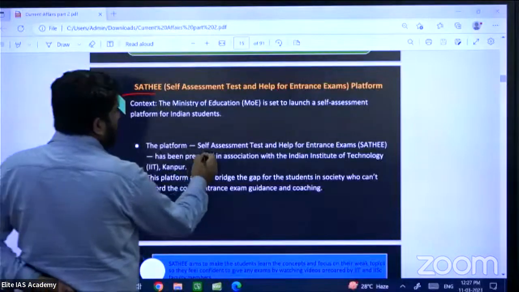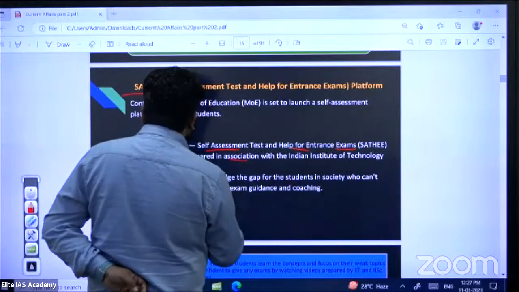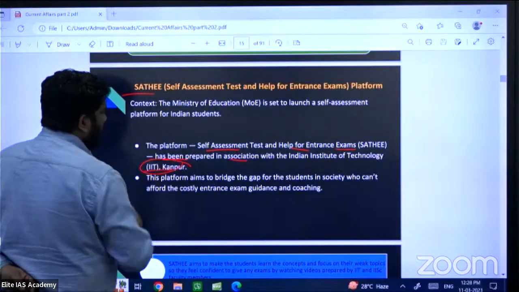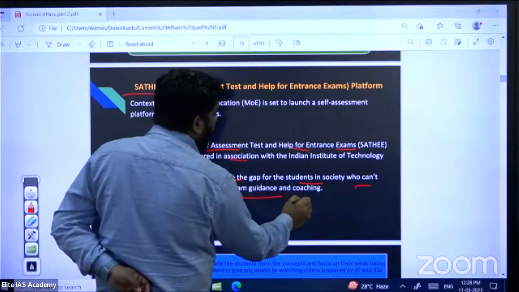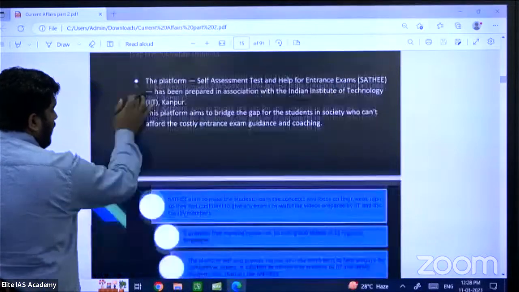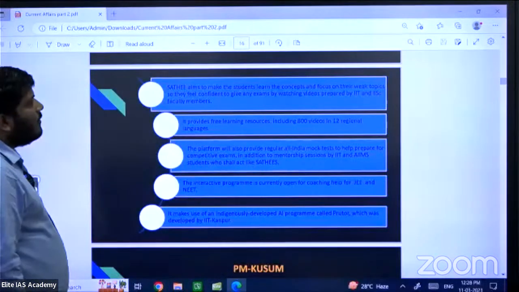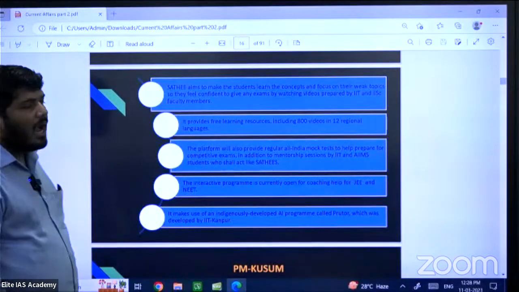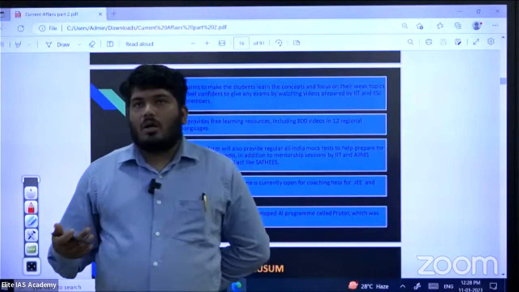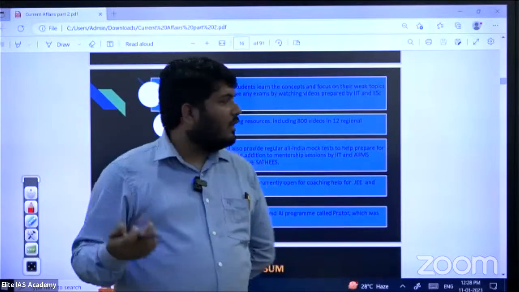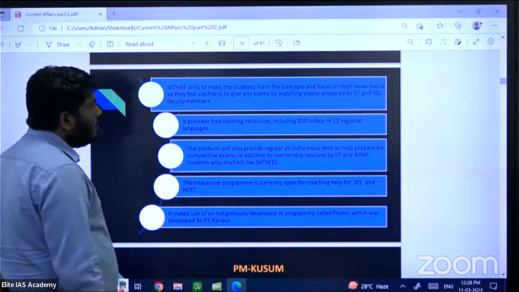The platform for self-assessment tests and help for entrance exams has been prepared in association with the Indian Institute of Technology, Kanpur. So IIT Kanpur has prepared this. It aims to bridge the gap for students who can't afford costly entrance exam guidance and coaching. So SATHI aims to make a student learn concepts, focus on their weak topics, feel confident, and give any exam, by watching videos prepared by IIT. The videos will also be prepared by some renowned professors of IIT, and this will help them to read. It provides free learning resources including 800 videos in 12 regional languages.